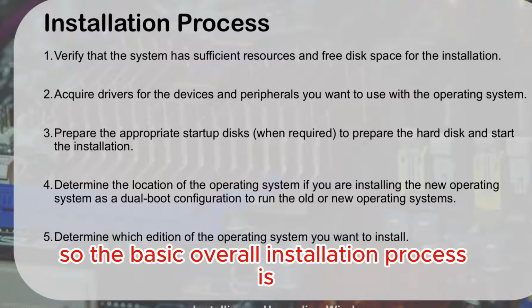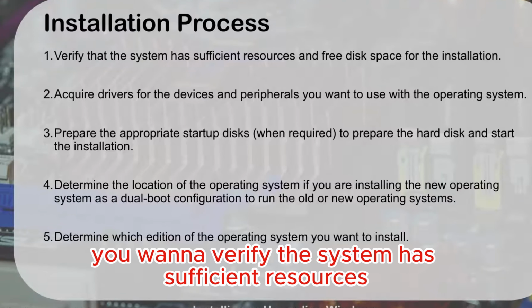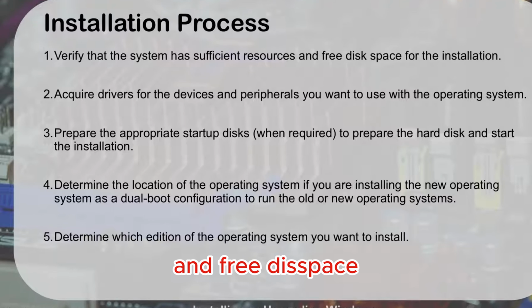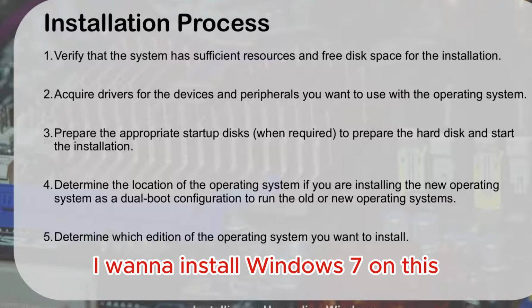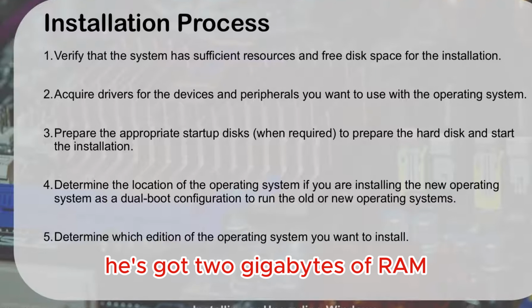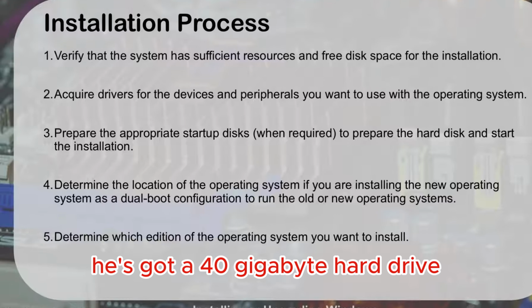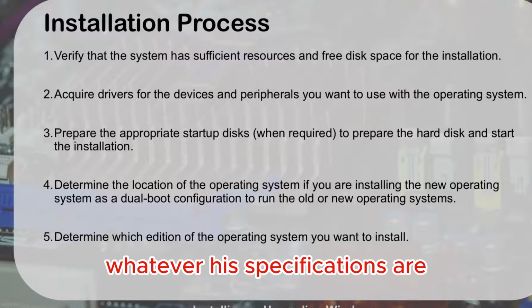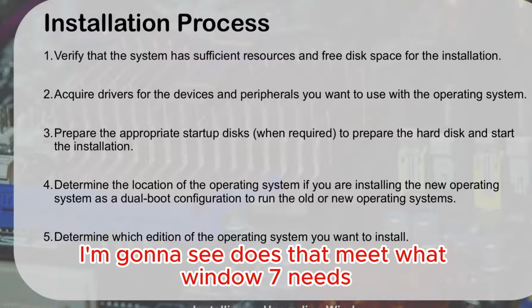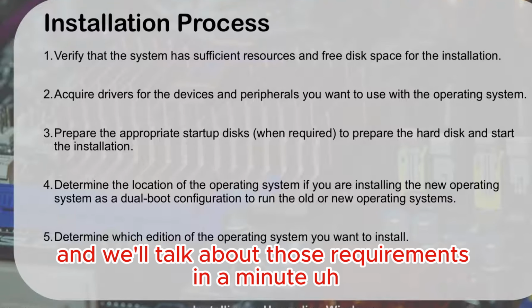The basic overall installation process is you want to verify the system has sufficient resources and free disk space. So let's say Joe brings me a computer and says, hey, I want to install Windows 7 on this. I'm going to look at his computer and figure out, okay, he's got 2 gigabytes of RAM, he's got a 40 gigabyte hard drive, he's got a DVD player, whatever his specifications are. I'm going to see, does that meet what Windows 7 needs? We'll talk about those requirements in a minute.